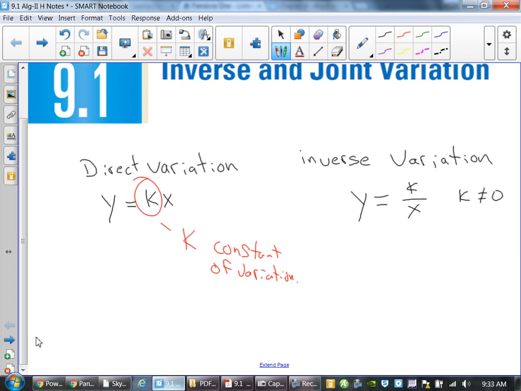Like I said, direct variation you probably saw when you first learned about slope in your algebra class. It's something that they started to not do as much as they used to. So if you're not sure about it, it's not that big of a deal.